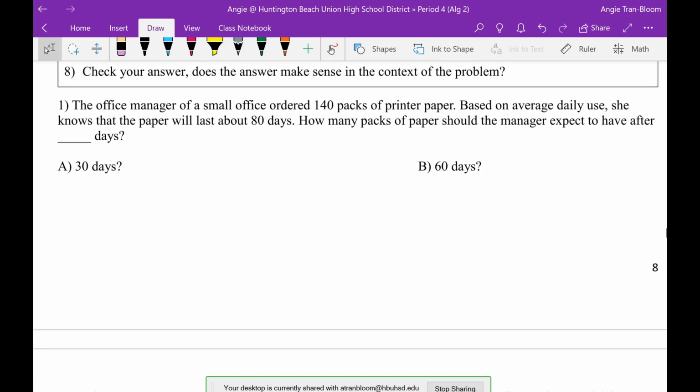The office manager of a small office ordered 140 packs of printer paper based on an average daily use. She knows that the paper will last about 80 days.